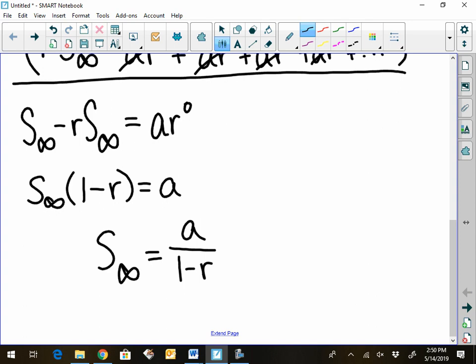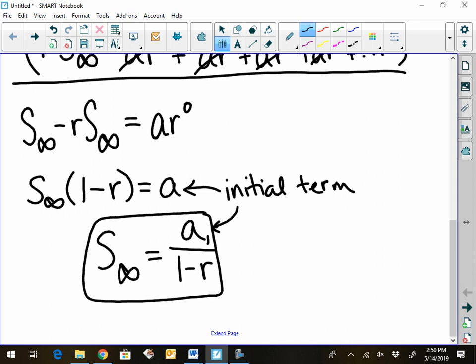Now, if you want to write it in how we've been writing things, we can say that this is our initial term. So this a before was talking about the initial term, and this is meaning the same thing. But sometimes you might see people not writing a sub 1, they'll just write a for the first term, as you've seen in some of the practices. So this equation is what we get for our infinite geometric series.